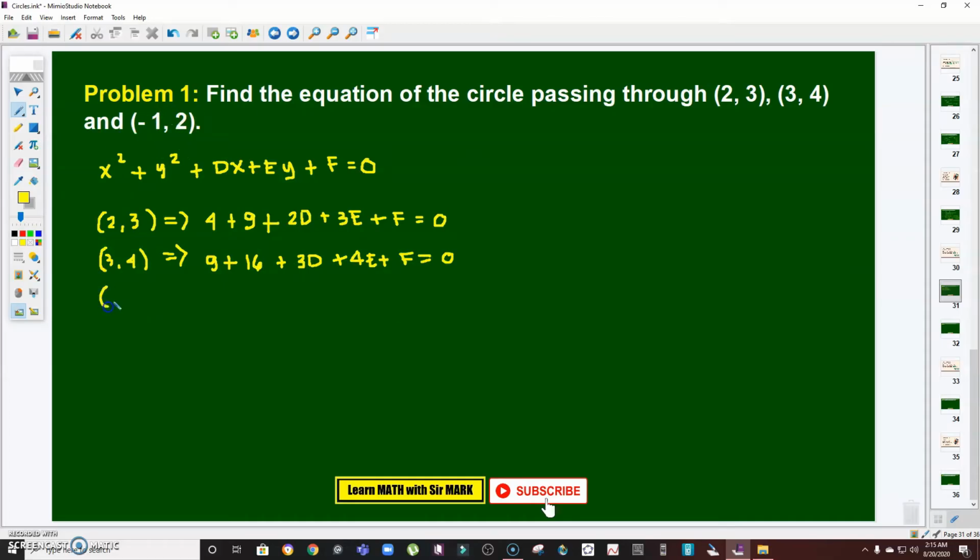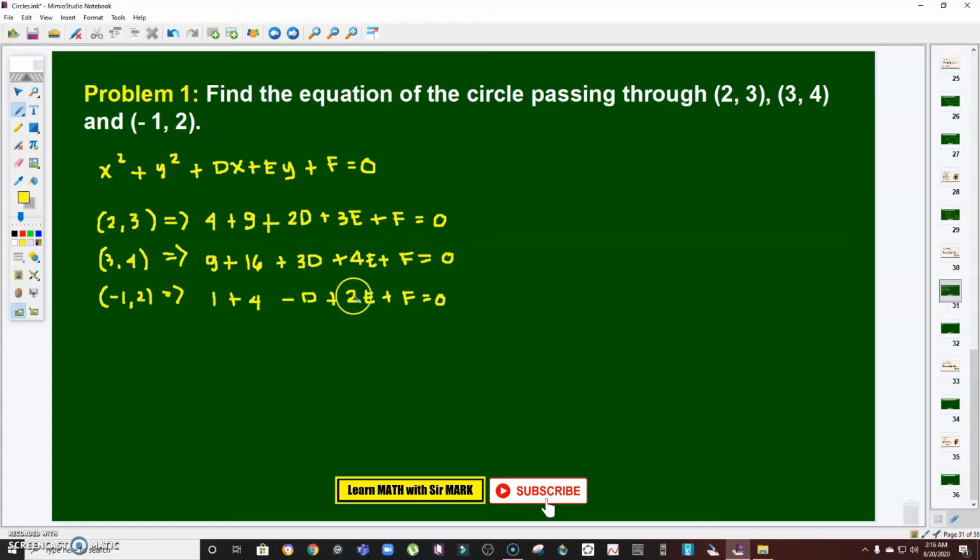Okay, last. Using the point (-1, 2), my x will become negative 1 and the value of y is 2. Negative 1 squared becomes 1, 2 squared becomes 4. Again, x is negative 1, so this becomes negative d plus 2e plus f, equal to 0. There you go.